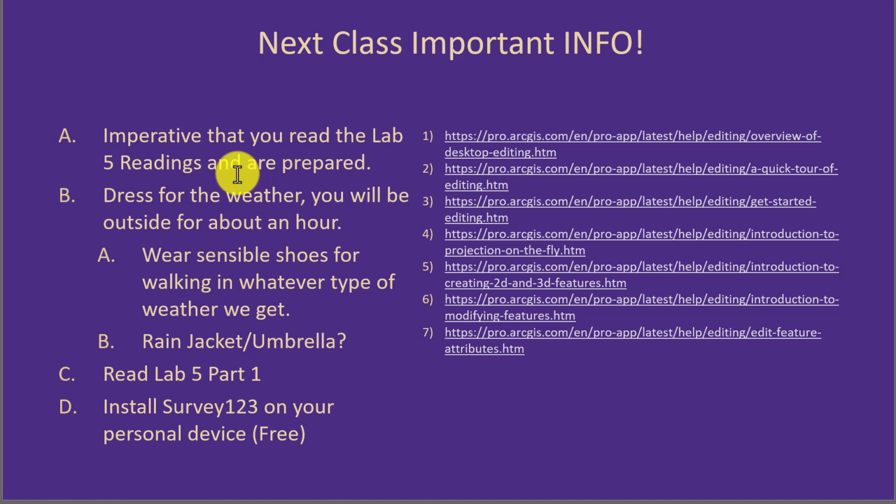Dress for the weather. You'll be outside for about an hour. Wear sensible shoes for walking and whatever type of weather we get. And some people decide to bring a rain jacket or an umbrella. Read through Lab 5, Part 1. That's important, so you're ready for the day on our class day. And if you'd like, I can encourage everyone actually to install Survey 123 on your personal device. It's free. It's part of Esri, and I think you'll appreciate having that software.